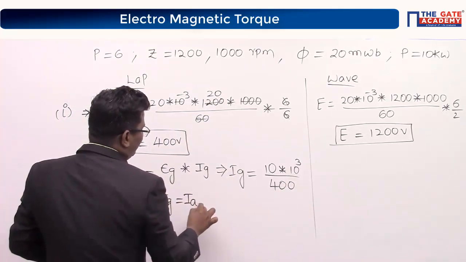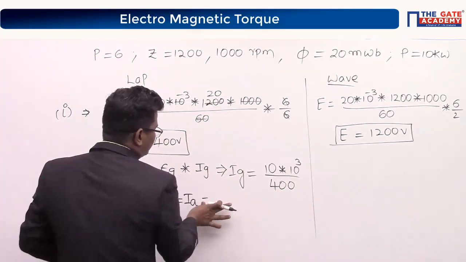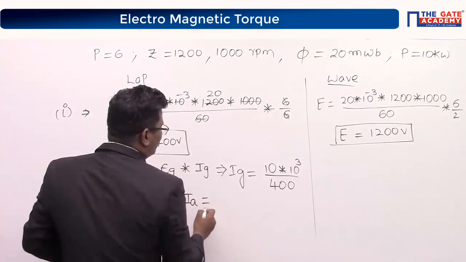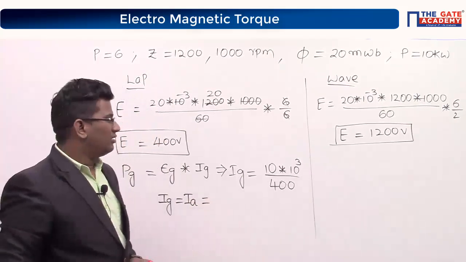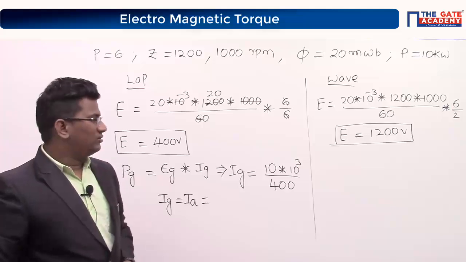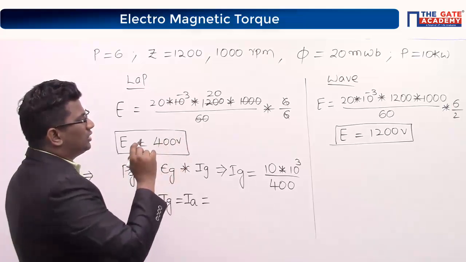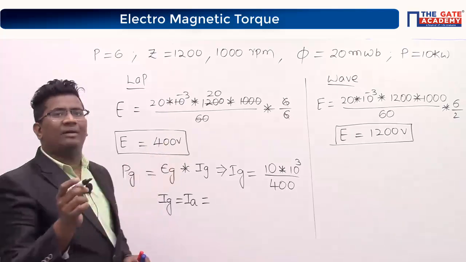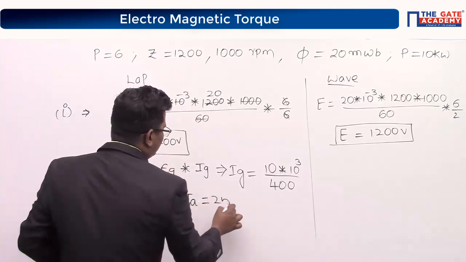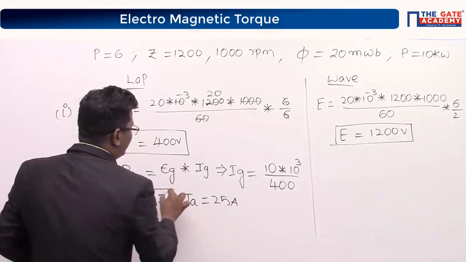Ig, or you can say armature current, both are correct. Tell me what is the answer? 10,000 by 400. 2 zeros cancel, 100 by 4, 25 amperes, right? Very good. 25 amperes.